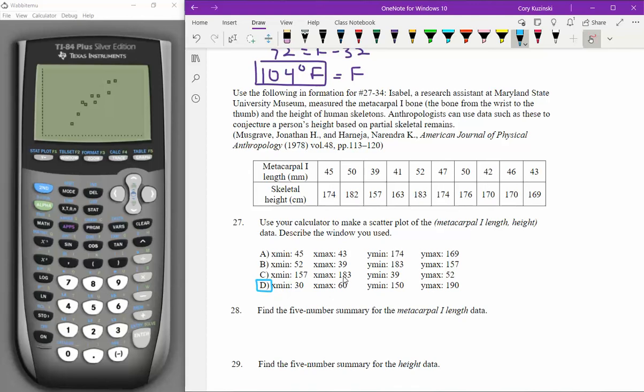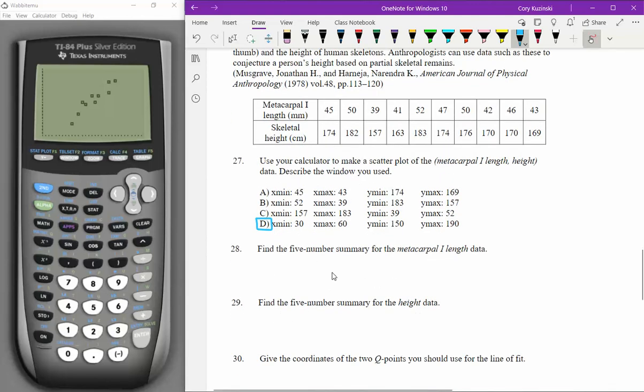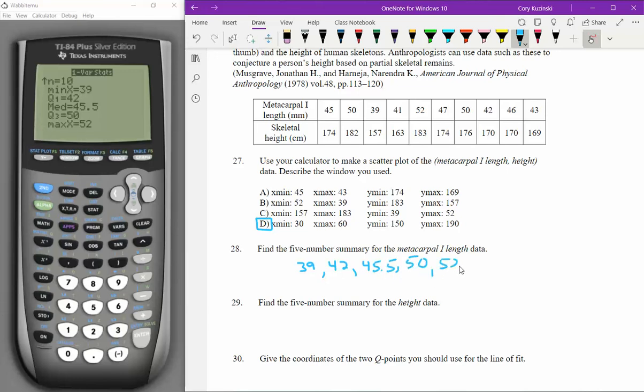All right, find the 5-number summary for the metacarpal 1 length data. All right, so I'm going to go back to my main screen. Let's go stat, calculate, one variable stats for list 1. That's where I put my metacarpal 1 data. Scroll to the bottom. 39, that's my smallest value. 42, 45.5 is my median. 50 and 52. Notice that my X minimum and my X max are smaller than the 39 and bigger than the 52.